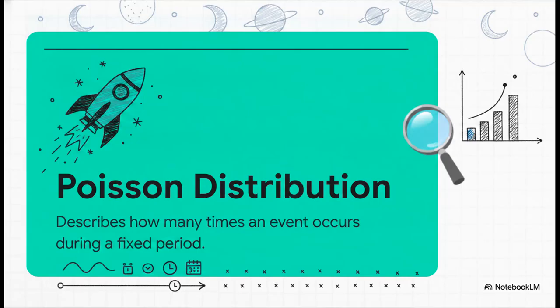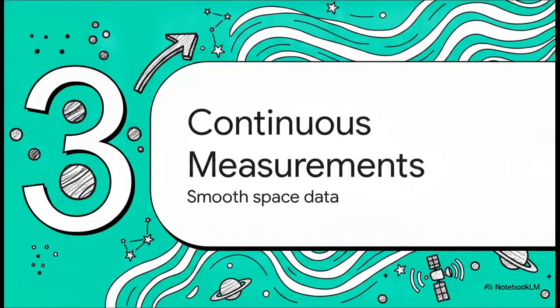Okay, but what if you aren't counting a fixed number of trials? What if you're tracking random independent events over a set block of time? Like, say, counting an average of 2 single-event radiation upsets on a spacecraft per month. Well, that's where the Poisson distribution comes in. It describes how many times an event pops up during that fixed interval, assuming they're happening at a roughly constant average rate. Let's shift gears to section 3, continuous space measurements.